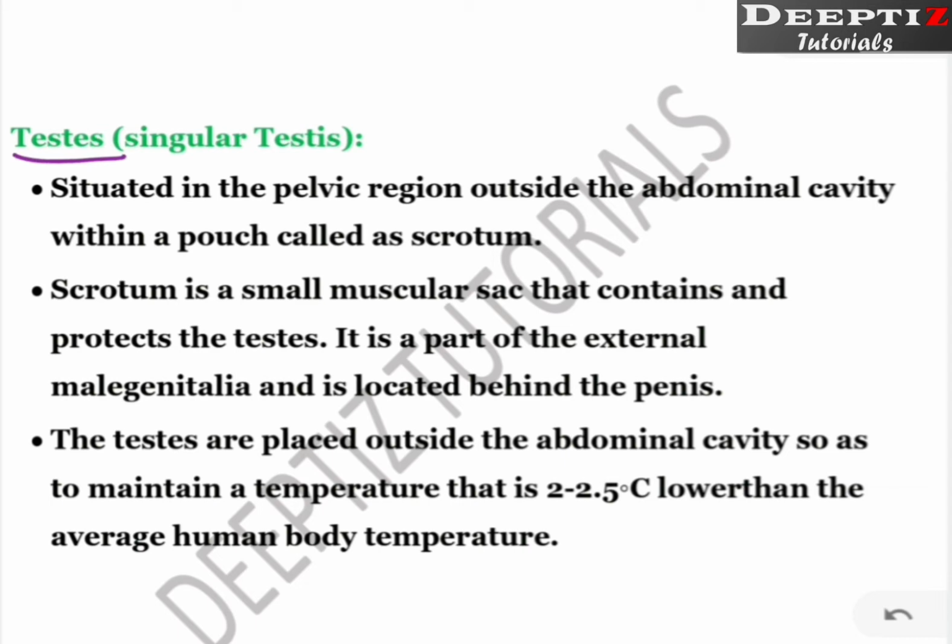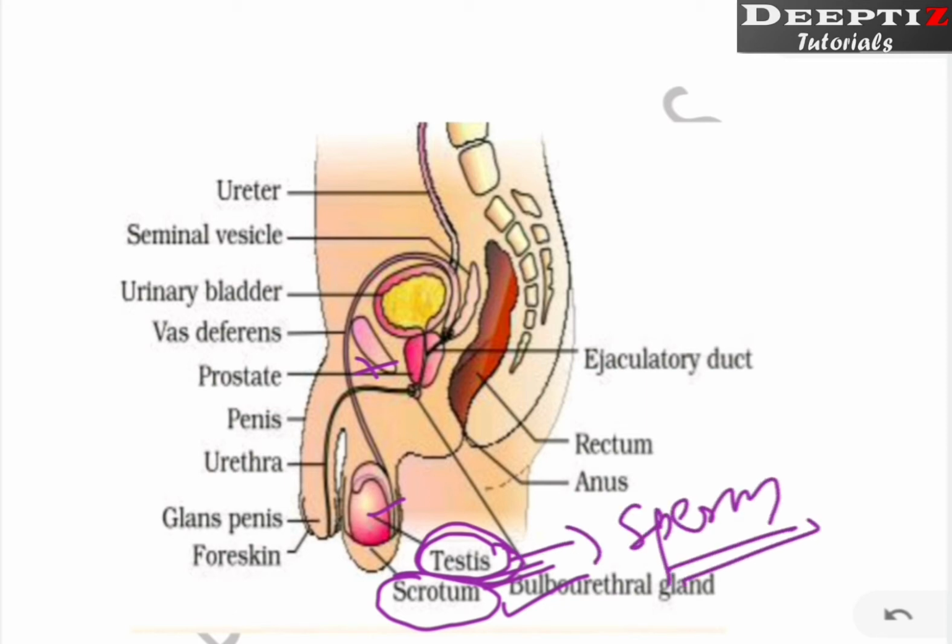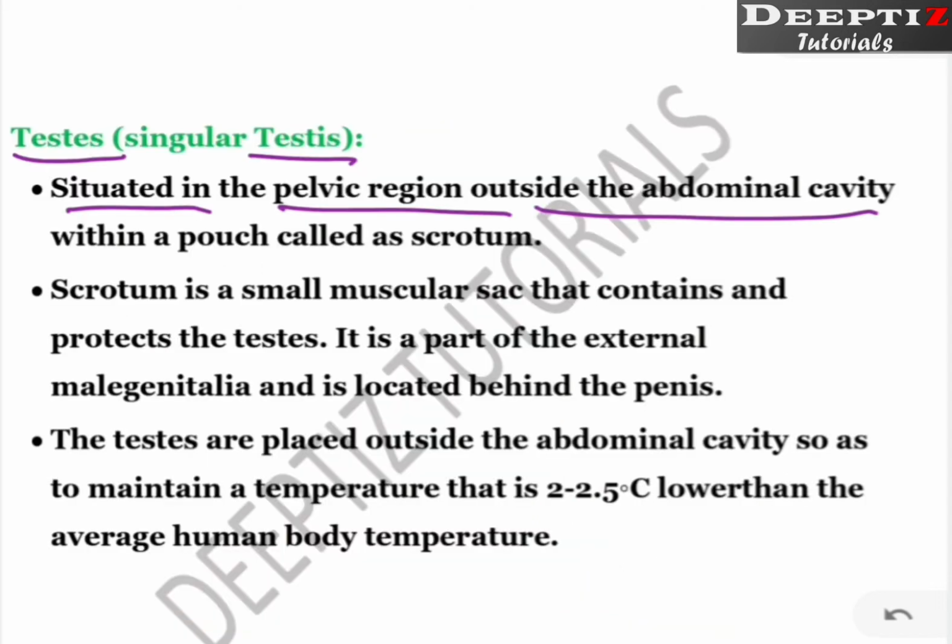Now testis, this is the singular, right? It is situated in the pelvic region outside the abdominal cavity. We know from this diagram that this testis is not located in the abdomen or within the body like how the female reproductive system is located, right? The reason is that the testis produces sperm. Sperm production can take place only at a temperature lower than our body temperature. That is the reason why testis is located outside the abdominal cavity.